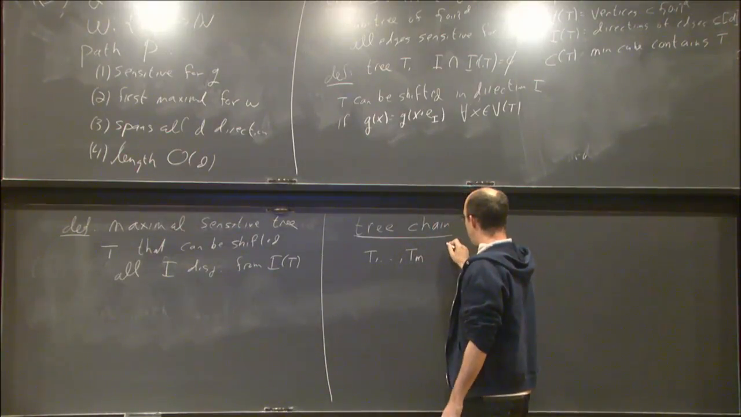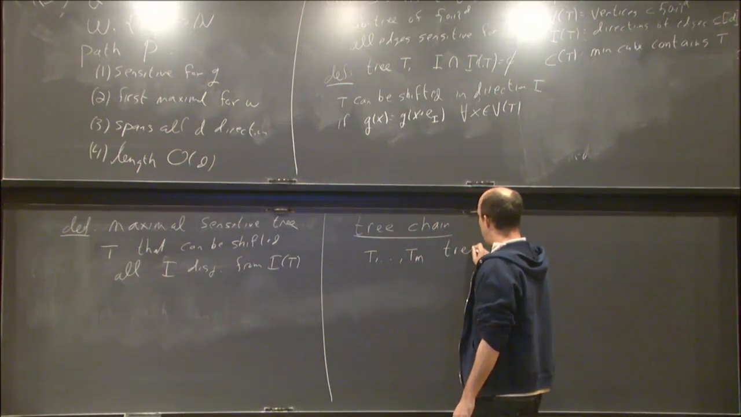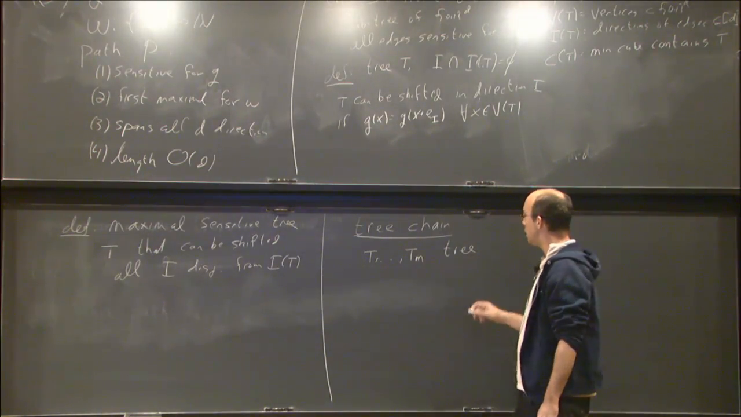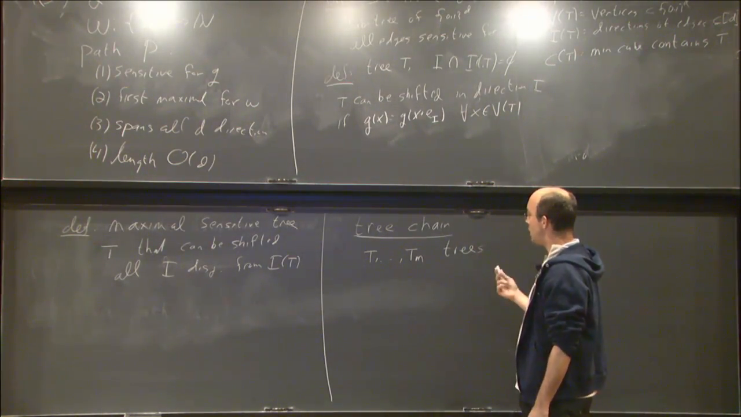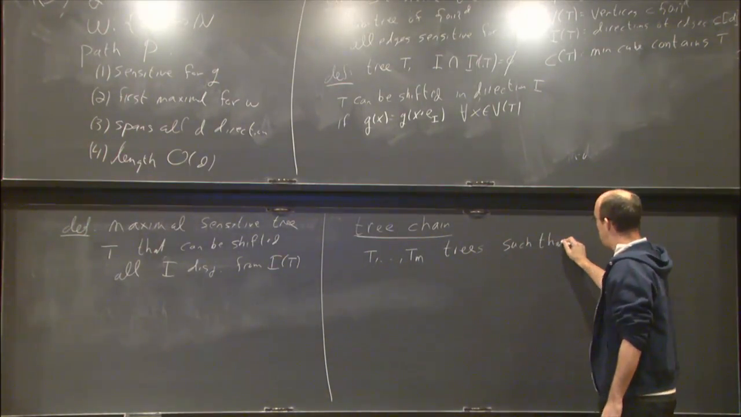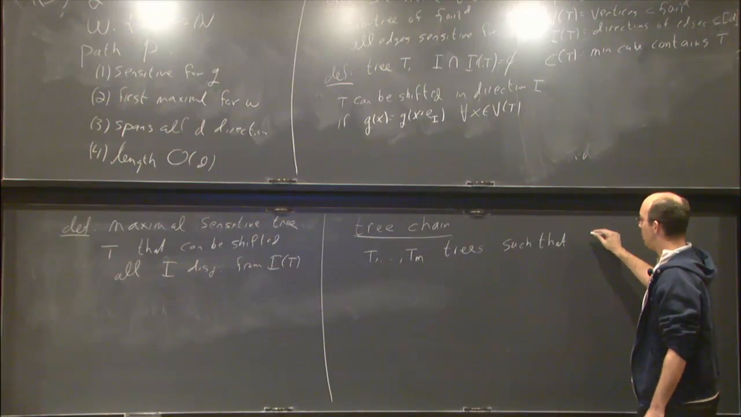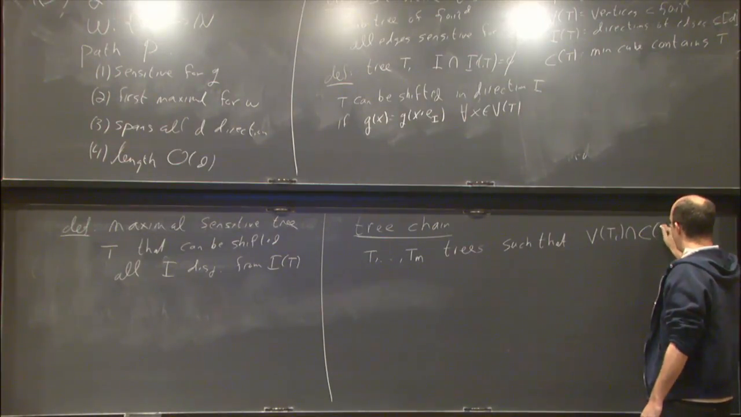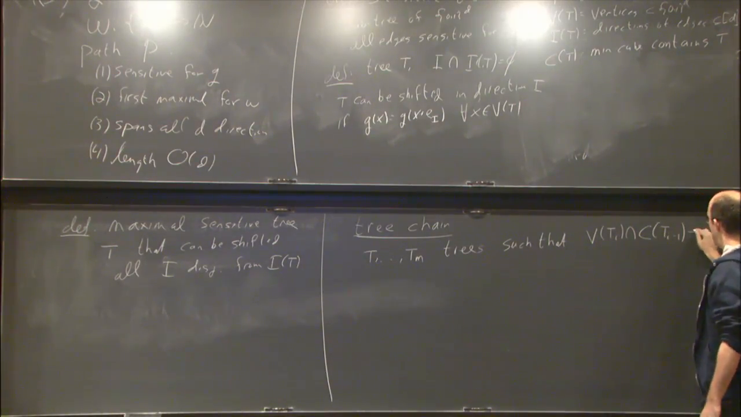So they're all sensitive trees. So I'll just write tree. Whenever I write tree, I will always mean sensitive tree, so I don't want to write sensitive again and again. It's a sequence of trees that satisfy the following property, such that if I take the vertices of Ti and I intersect it with the cube of Ti minus 1, it's not empty.